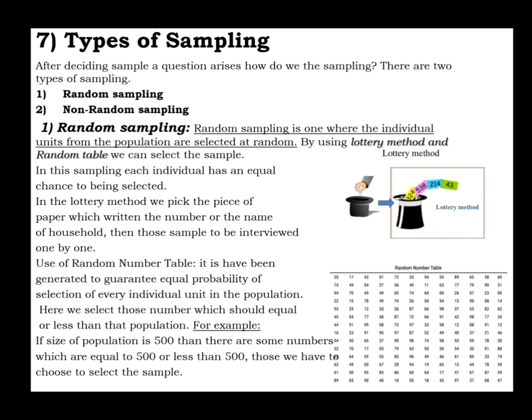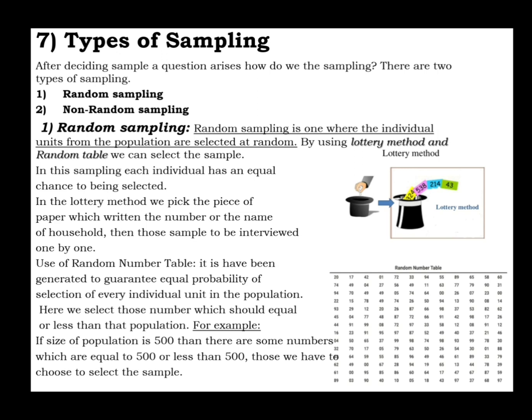In that image I have given two random number tables. We will find other random number tables, which contain 3-digit random numbers, or 4-digit or 5-digit numbers. In the 3-digit table, we have to select the numbers which are equal to or less than 500. Those numbers will be our sample. So by using the lottery method and the random number table, we can select the samples. These are the two methods which come under the random sampling method.